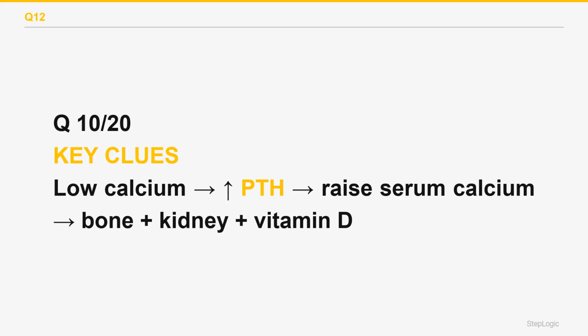Parathyroid hormone is the body's main regulator for raising serum calcium, and it acts on 3 targets. In bone, PTH stimulates osteoclast-mediated resorption indirectly via osteoblast RANKL, releasing calcium and phosphate. In the kidney, it increases calcium reabsorption in the distal tubule while increasing phosphate excretion. It is phosphaturic. And in the kidney, it stimulates 1-alpha hydroxylase to activate vitamin D to calcitriol, which then increases intestinal calcium absorption. The net effect is a rise in serum calcium and a fall in serum phosphate.